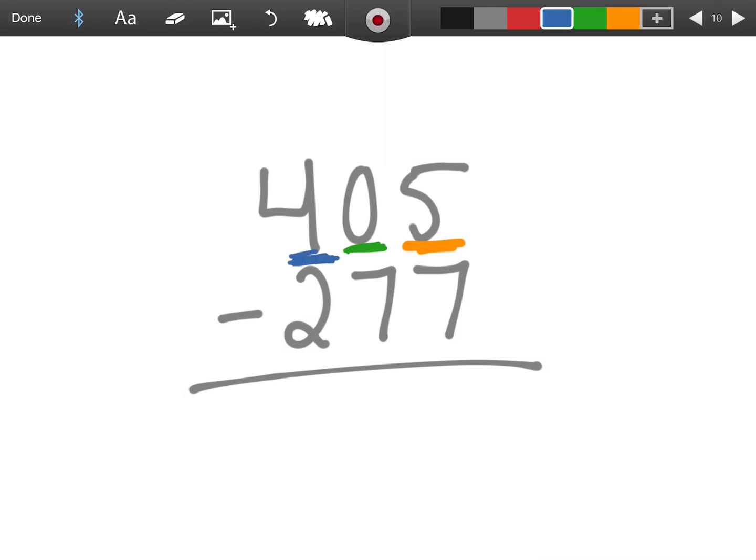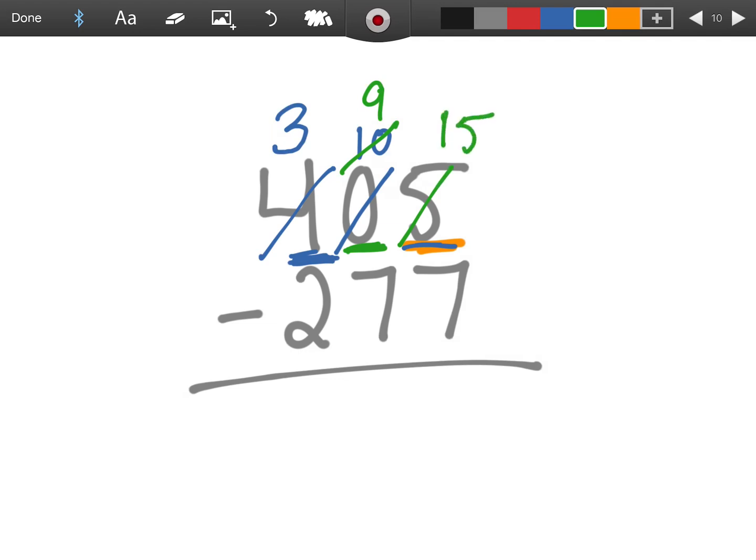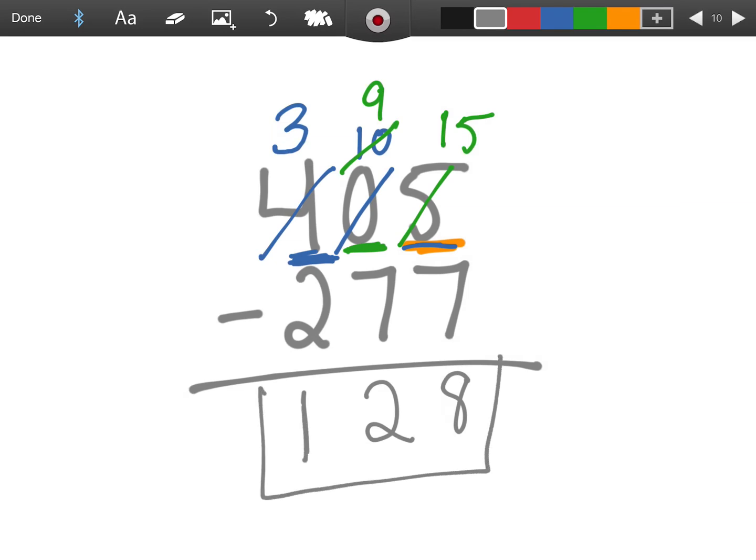So he calls up the hundreds. The hundreds then gives us 10, so this becomes a 10. The 10 now has 10, so we're going to go back to the ones place and see if we can borrow from the tens place. This becomes a 9. This becomes a 15. Then we can start subtracting. So 15 minus 7 is 8. 9 minus 7 is 2. And 3 minus 2 is 1, making the difference 128.